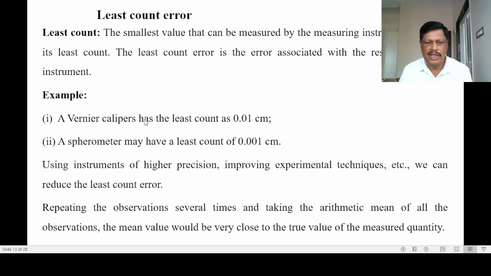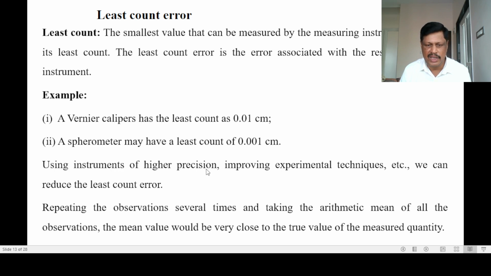Example, a vernier caliper has a least count of 0.01 centimeter. A screw gauge may have a least count of 0.001 centimeter. Similarly, a traveling microscope has the same least count value of 0.001 centimeter.